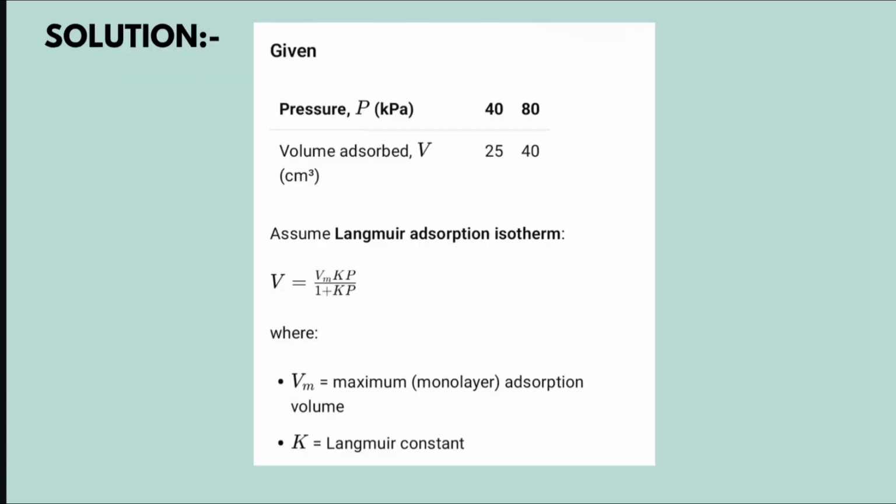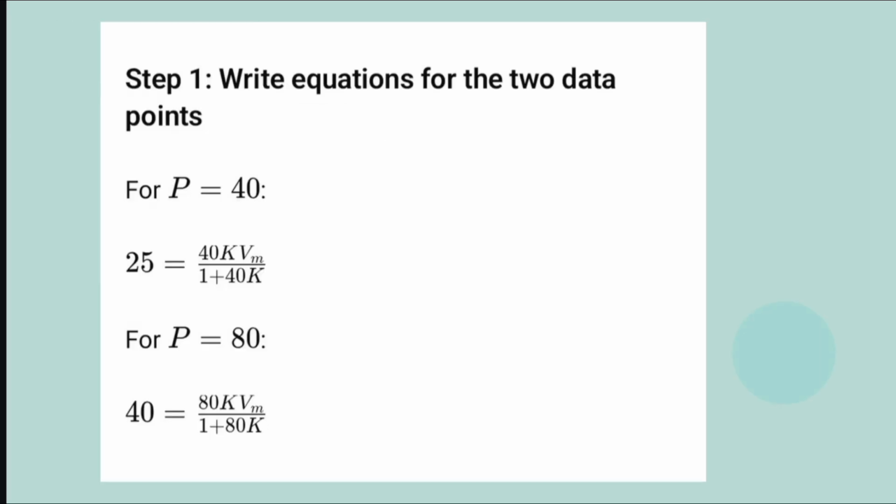In the question, pressure P is given in kilopascal, that is 40 and 80. Volume adsorbed is given as V, that is, in cm cube, 25 and 40. Assume the Langmuir adsorption isotherm. V is equal to Vm into Kp divided by 1 plus Kp. Here Vm is equal to maximum monolayer adsorption volume and K is equal to Langmuir constant.